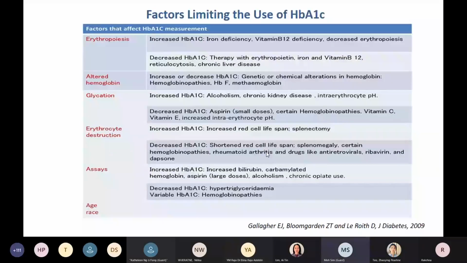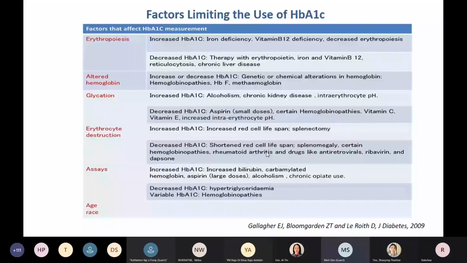Patients who are consuming large doses of aspirin may have large quantities of acetylated aspirin that affect HbA1c values. Chronic alcoholism and chronic opioid use can also cause increased HbA1c values. Decreased HbA1c values can be seen in hypertriglyceridemia, and variable HbA1c values can be seen in a variety of hemoglobinopathies. There are also age and racial disparities in the interpretation of HbA1c, and I think it is important to be cognizant of all these factors when you're interpreting HbA1c values.